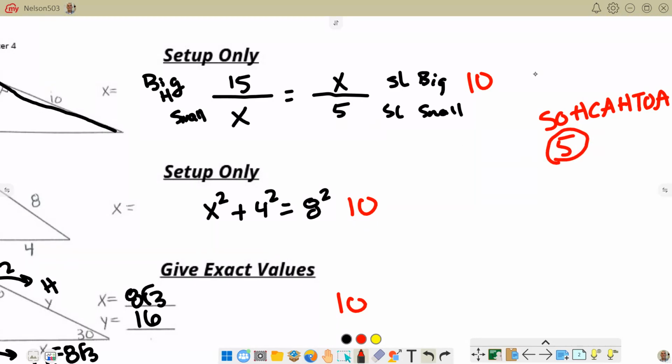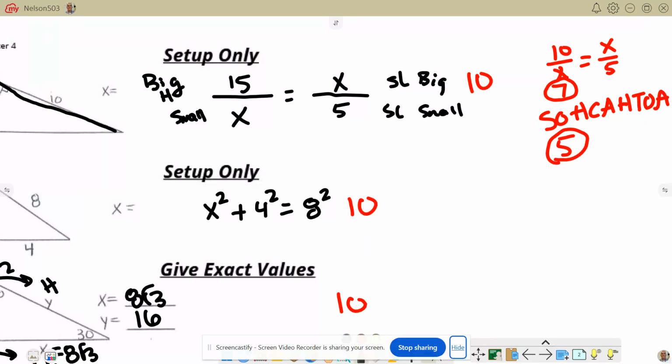Let's say somebody did 10 over x equals x over 5. Well, that's the right idea. You're using the geometric mean, you're using similar triangles, but you're not setting it up correctly, so that'd be a score of a 7. All right, that's generally how I scored each one of these. If you didn't use Pythagorean theorem here, for example, like you tried to do sine, cosine, tangent, then you got a 5. If you tried Pythagorean theorem but it was set up wrong, then it would be a 7. All right, I hope I'm making that clear. Ask lots of questions in class.